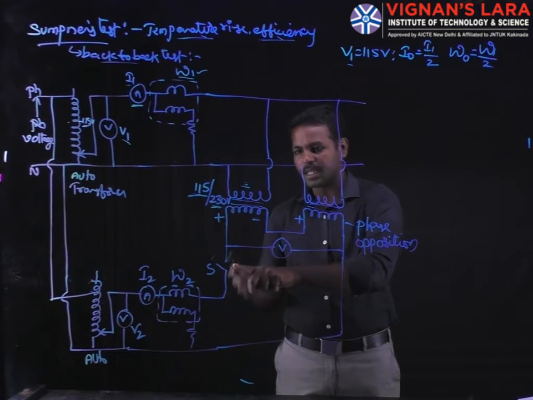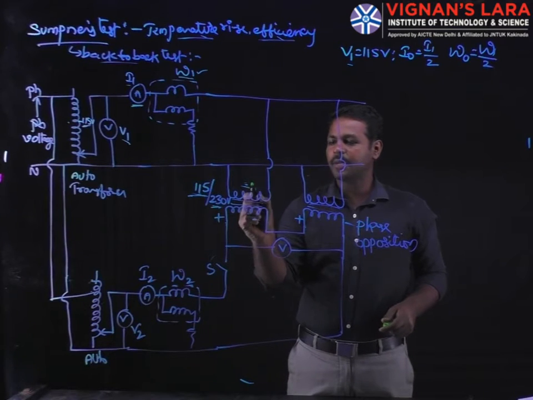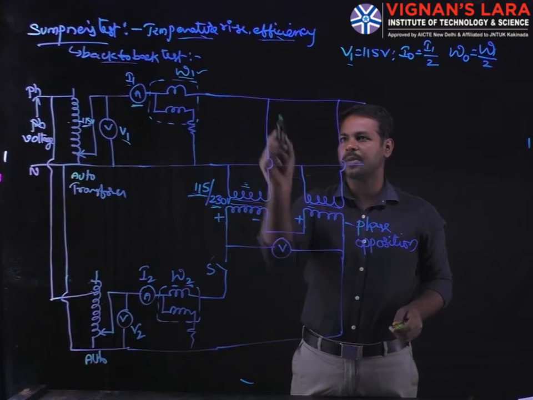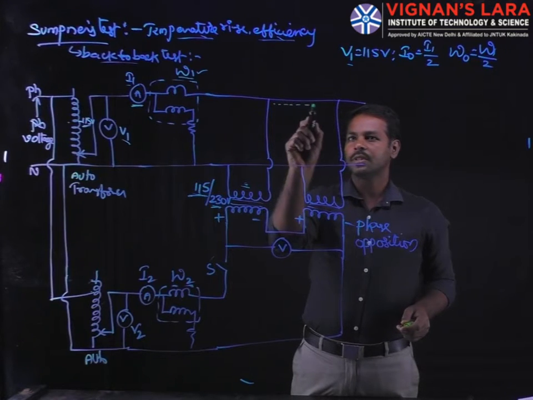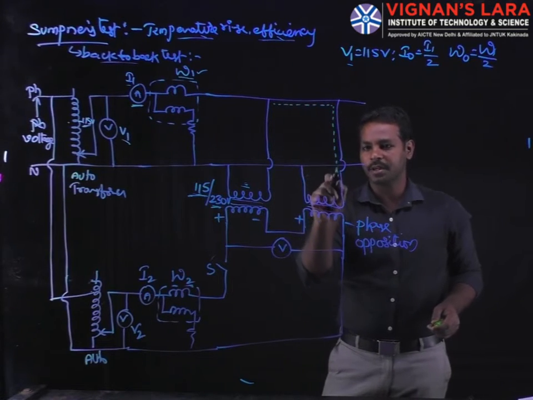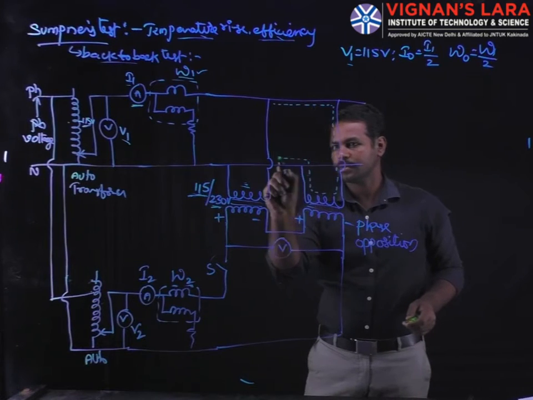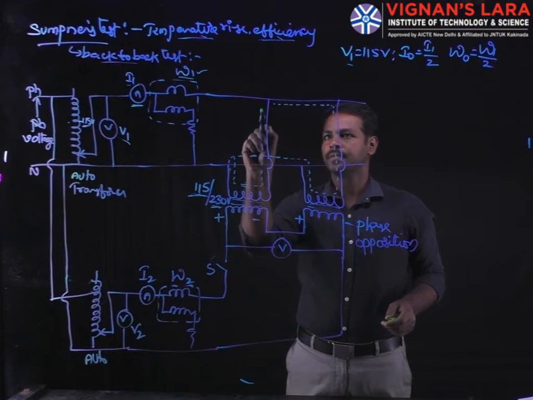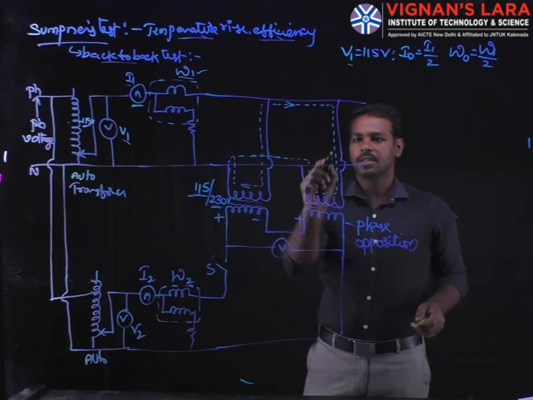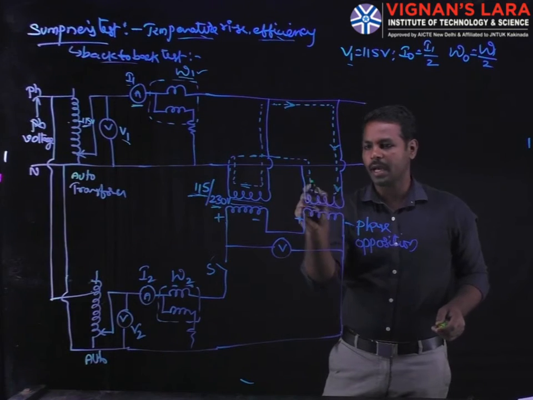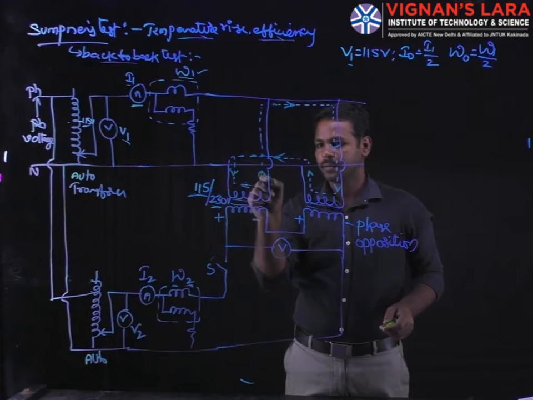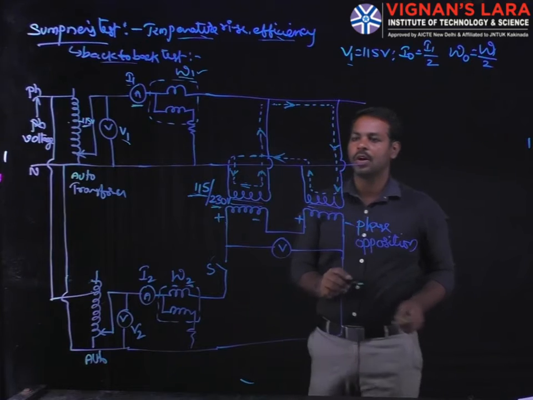So in this procedure, the current flowing through the primary of both the transformers is circulating in this fashion. So these are the circulating currents, or no load current. This is the path of the no load current.